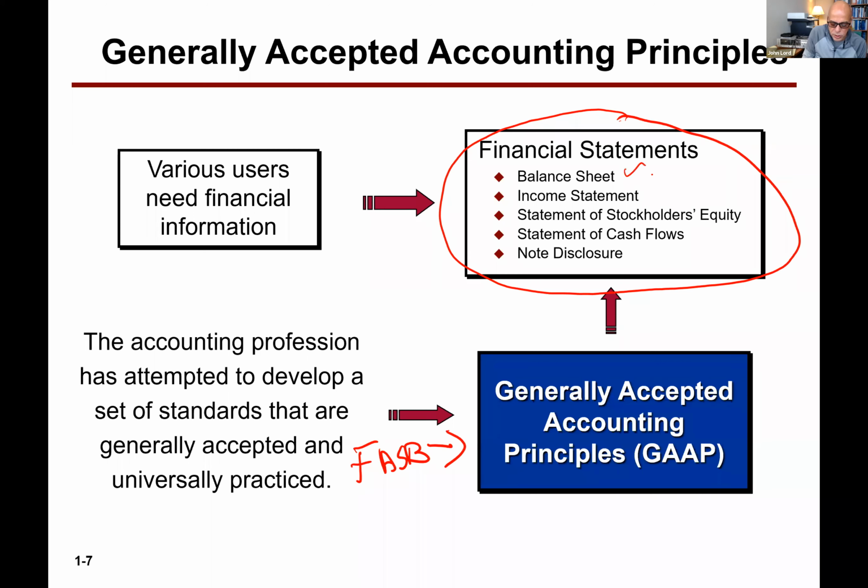One is called a balance sheet. The other is called the income statement. The other is called the statement of stockholders' equity. Another one is called the statement of cash flows. And then we have note disclosure, and these are often referred to as footnotes. And what these footnotes do is they expand and elaborate on the information that is in these financial statements.